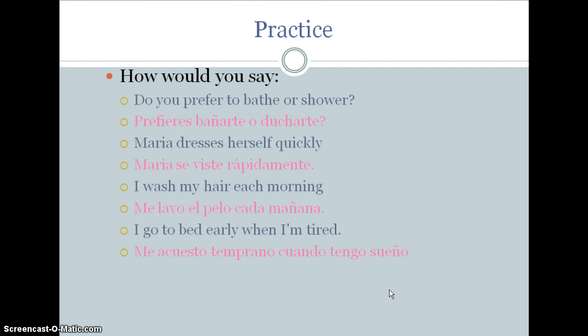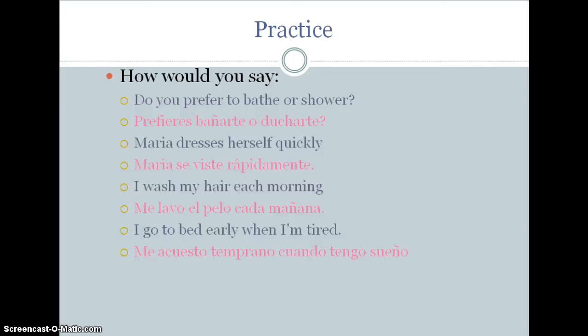I will also write out the verb charts for the 10 to 12 reflexive verbs, and I will post them on the website if you'd like to look at that and compare the verb charts with yours. You definitely need to know how to use these verb charts. You need to know how to use the reflexive.